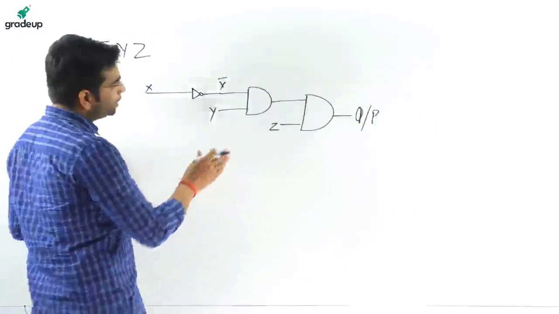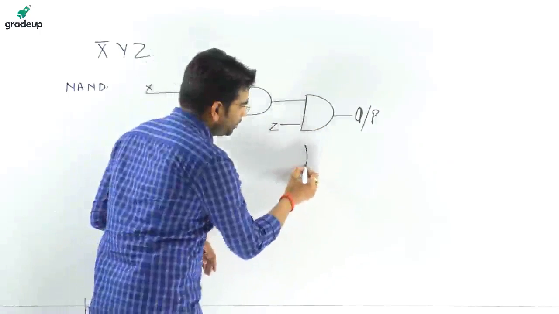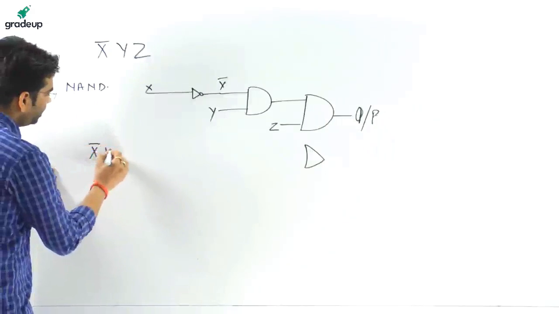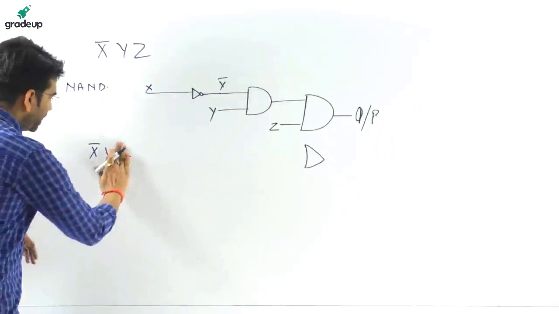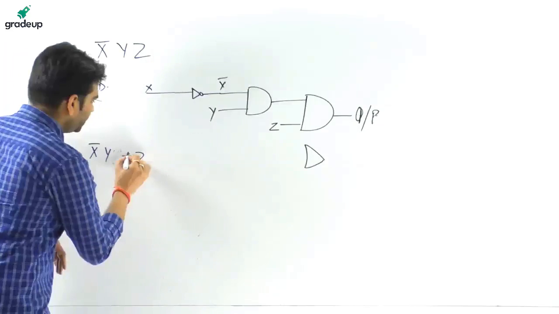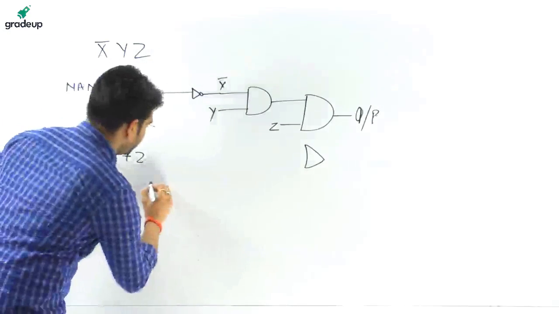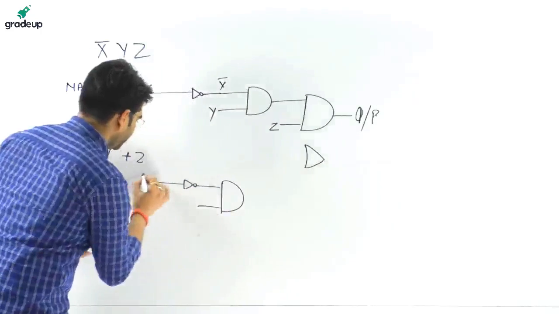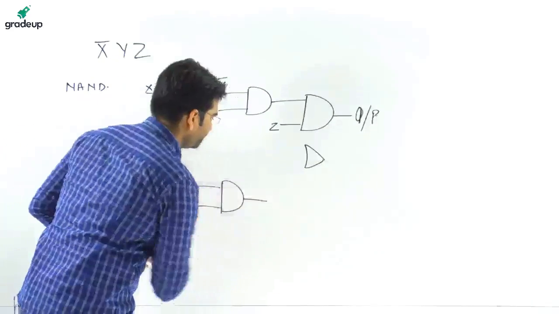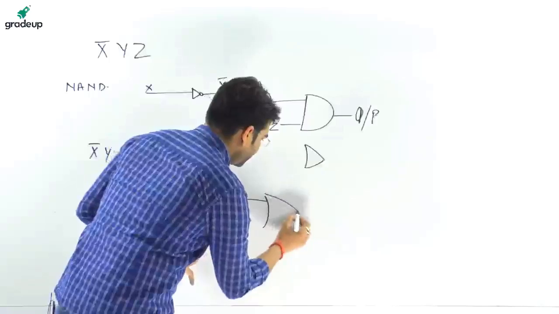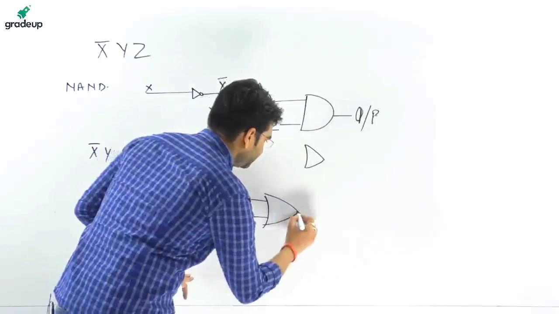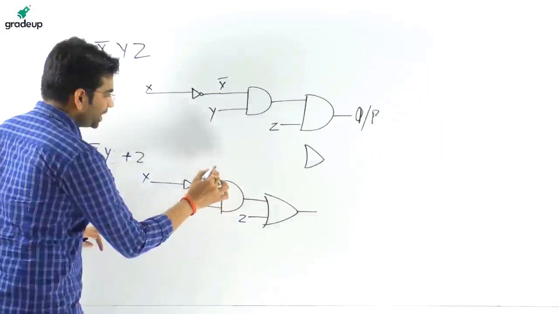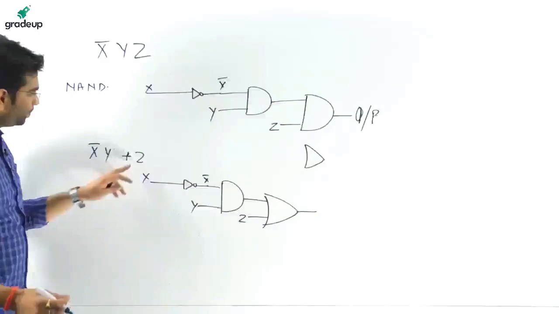Suppose at this place it was OR, then we can reduce it. Take another example, x bar y plus z. Take this example first. We have an operation like this. It is x, it is y. It is plus, so it will be an OR operation with z. X bar at this place, we are having y, z.